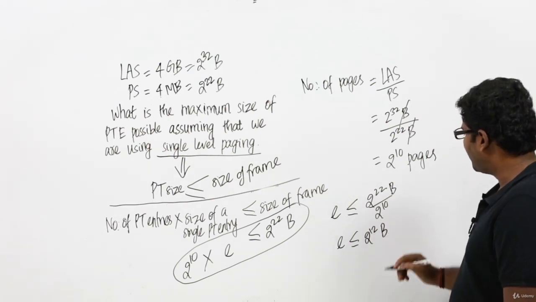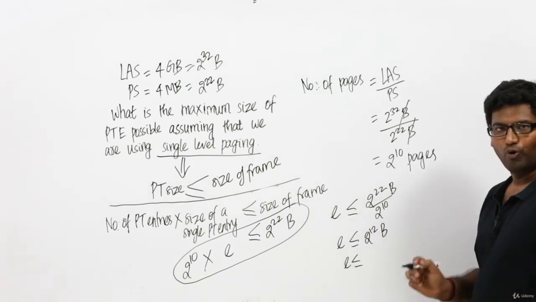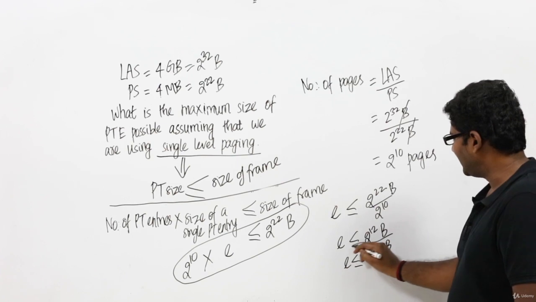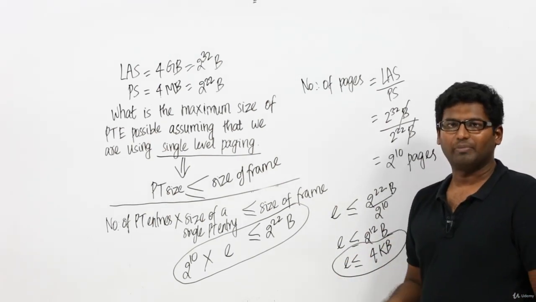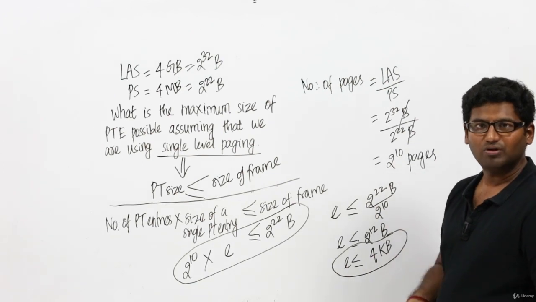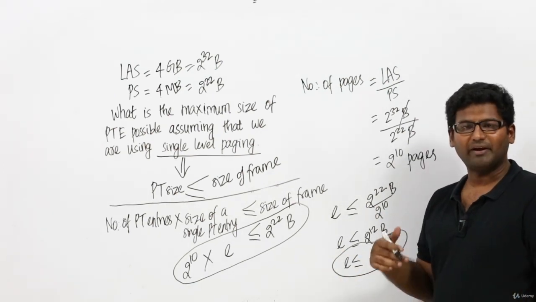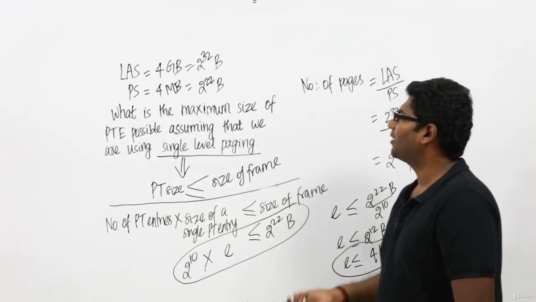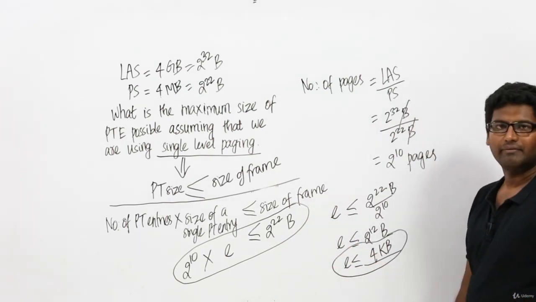So 2 power 12 bytes is nothing but 2 square, which is 4 KB. So size of a single page table entry should be less than or equal to 4 KB. In case it becomes more than 4 KB, then we cannot use single level paging. We might have to go for multi-level paging. So what is the maximum size of page table entry possible? It is nothing but 4 KB. Fine.